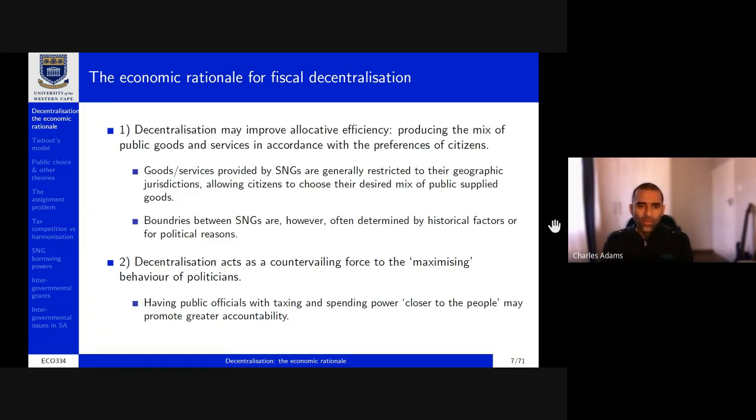All right. Point number 2, decentralization acts as a countervailing force to the maximizing behavior of politicians. So again, having discussed this on Tuesday, the argument here is that a highly centralized state permits hiding from citizens inefficient activities or even outright adverse activities like corruption, etc. On the other hand, having public officials closer to the people, as it were, in theory, should promote more accountability, right?